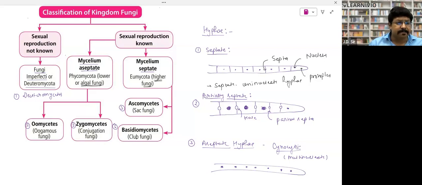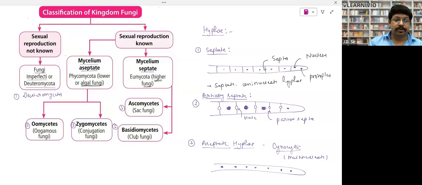In this classification, what is important for you? What can be the question for you? First, fungi imperfecti have been kept in deuteromycetes. First question. Algal fungi, Phycomycota, are called lower fungi or algal fungi. They have aseptate mycelium. Clear? Yes, sir. Okay.